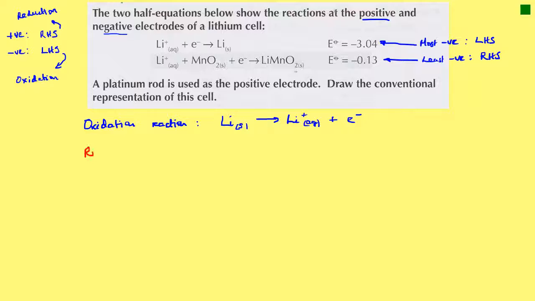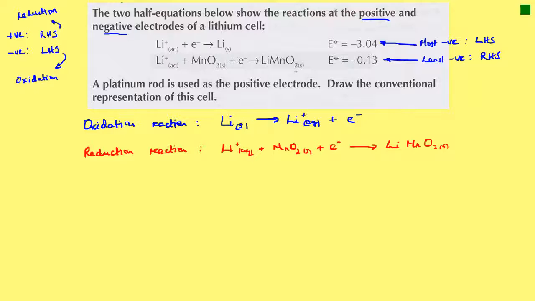Okay, so in the same way, let's do our reduction reaction. We know that the reduction reaction is going to happen at the right hand side, so we're going to use the second half equation, and that's already written as a reduction reaction, right? So we can just copy it down. The lithium ion in aqueous solution plus the manganese oxide, plus an electron, is giving lithium manganese oxide as a solid. So now we've written our oxidation and reduction reactions down.